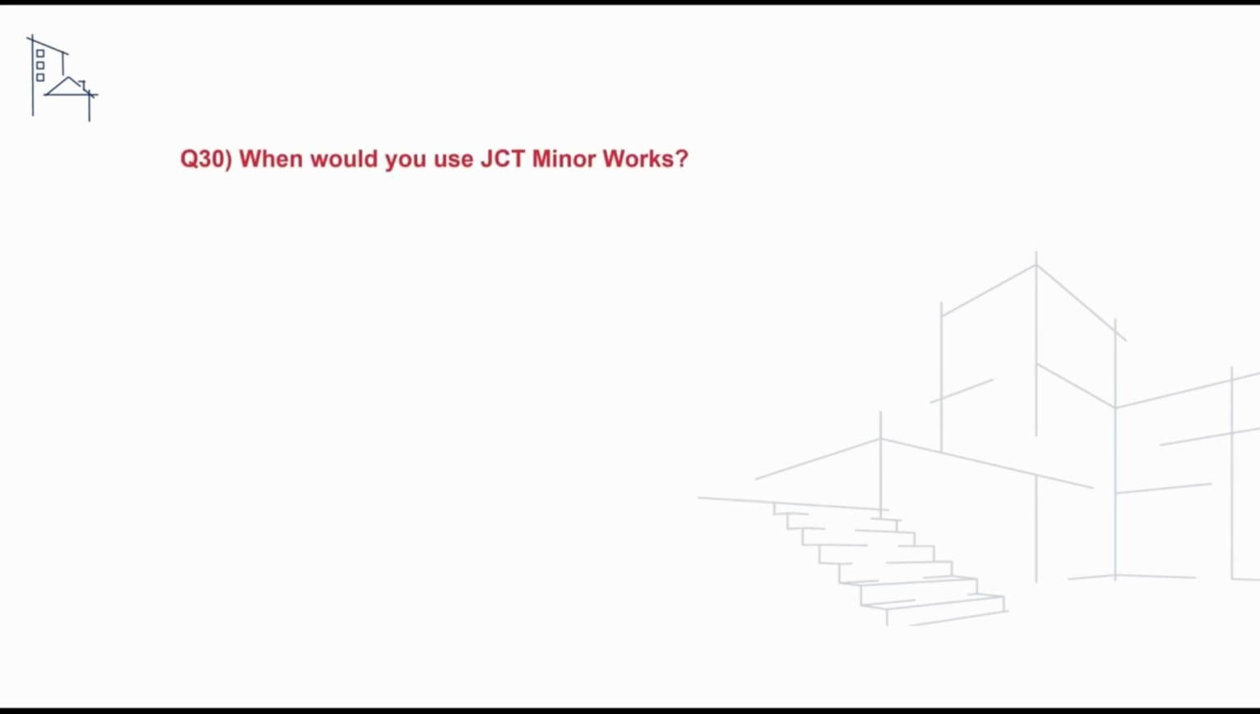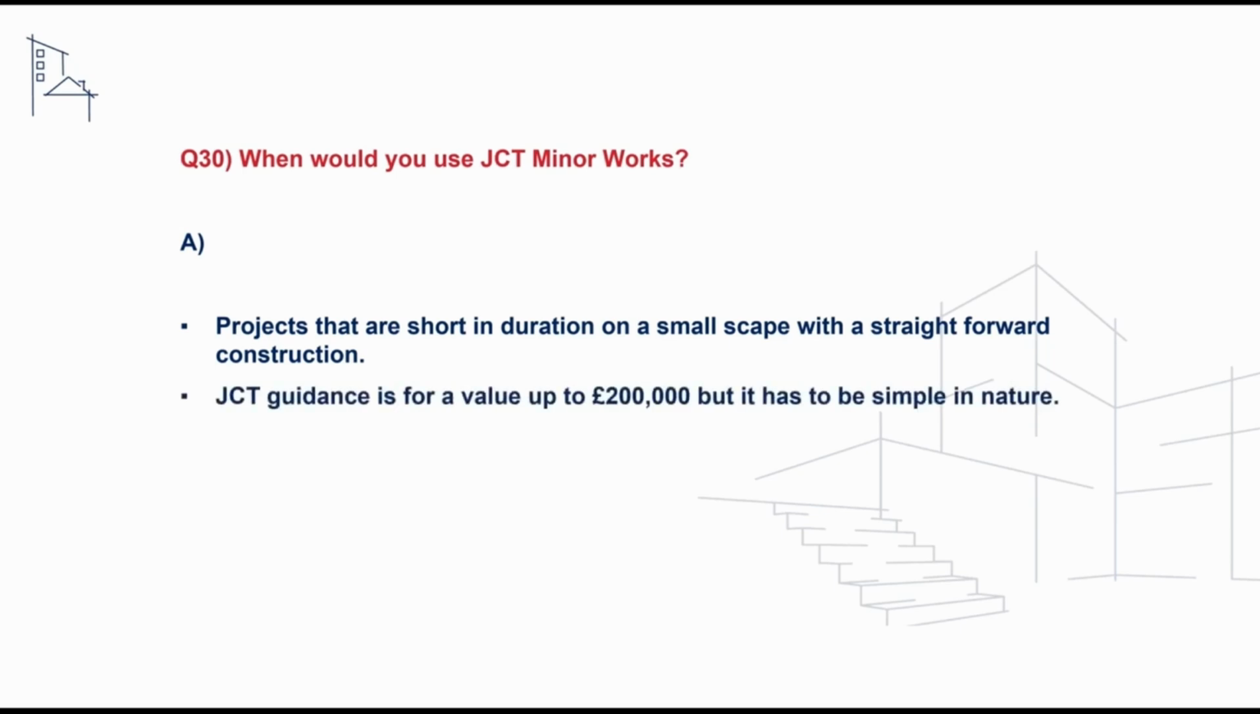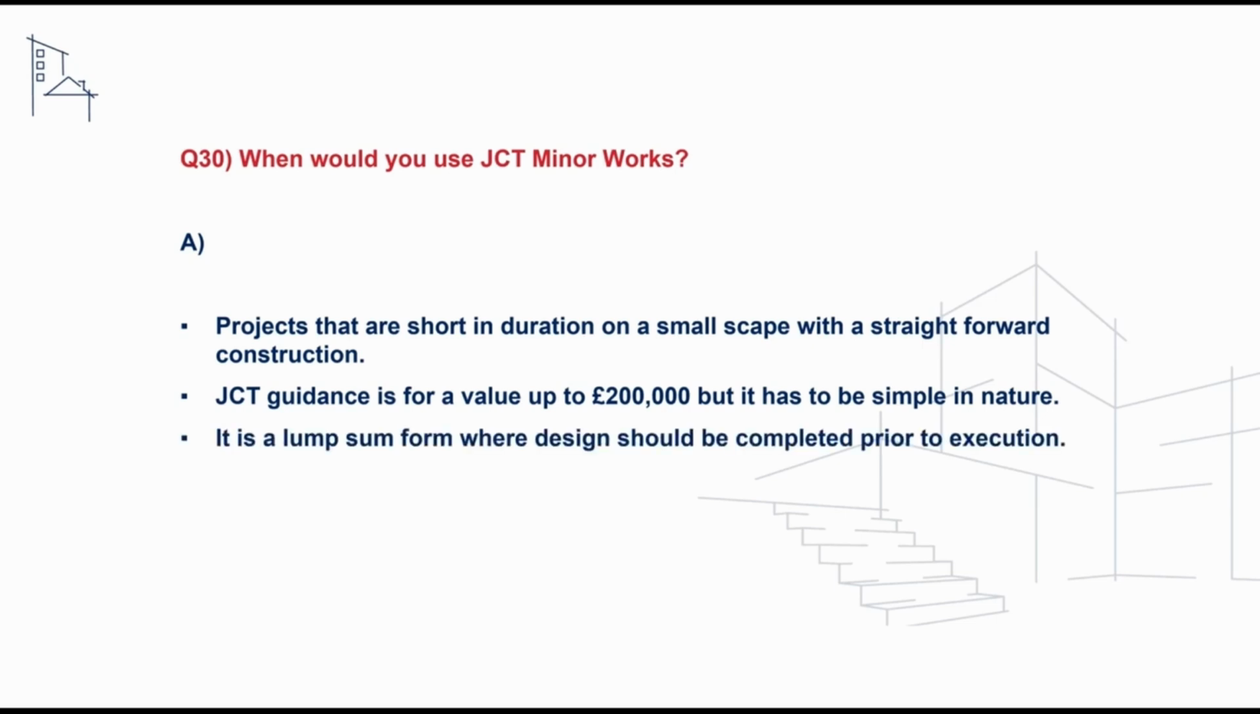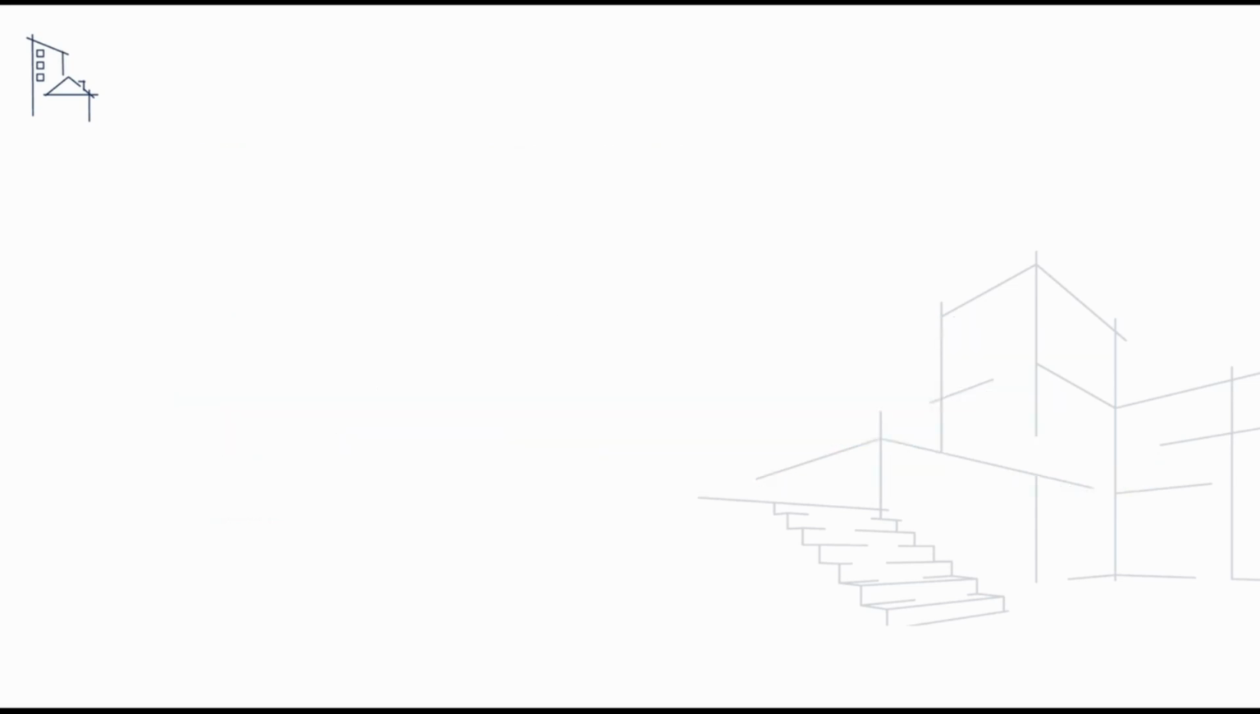We may receive a question asking us to explain when we would look to use a JCT minor works form, and to address this we could say that this is where projects are of short duration on a small scope with a straightforward construction. The JCT guidance advises that these are normally used for a value up to £200,000, and they are normally used where the works are undertaken via a lump sum where design should be completed prior to execution. The employer or their team is to provide specifications, drawings and a schedule of works.